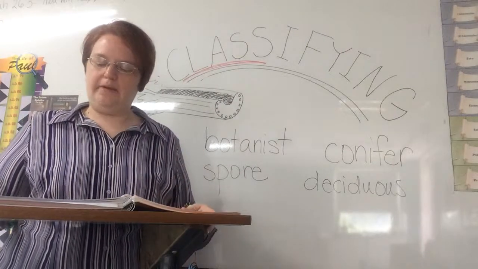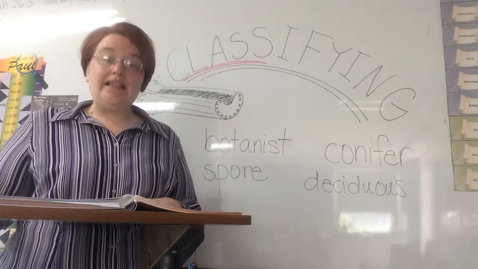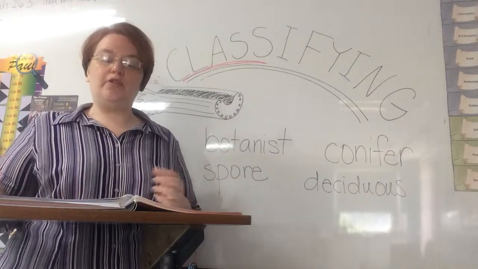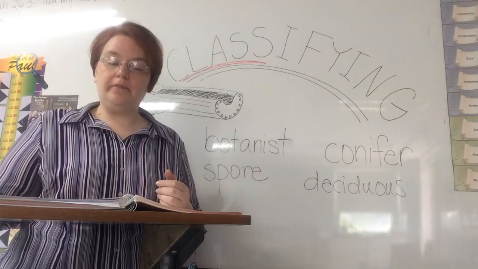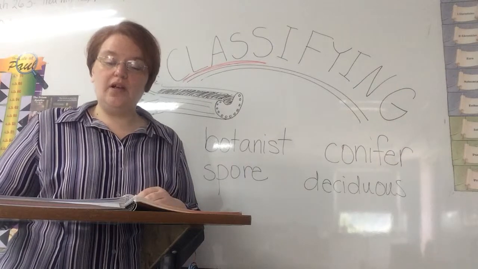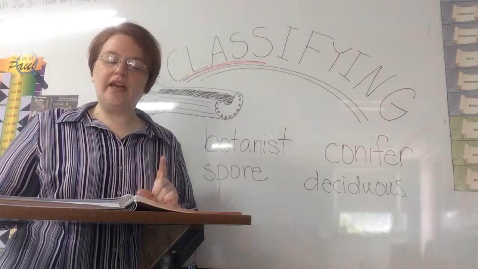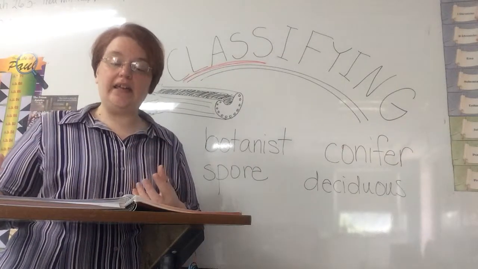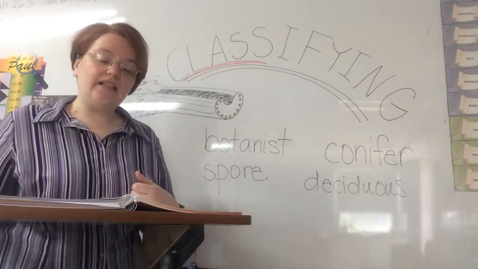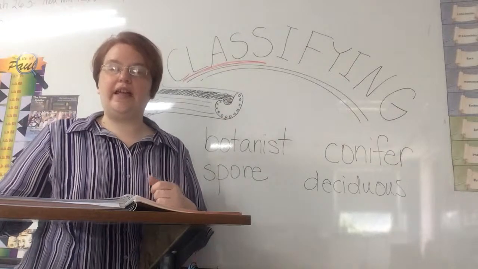Let's go ahead and begin reading. A botanist is a scientist who studies plants. He might compare them to find out what parts are alike. Then he may put the plants that are alike into a group. Grouping things that have similar characteristics or things that are alike is called classifying. Scientists classify things to make them easier to study.